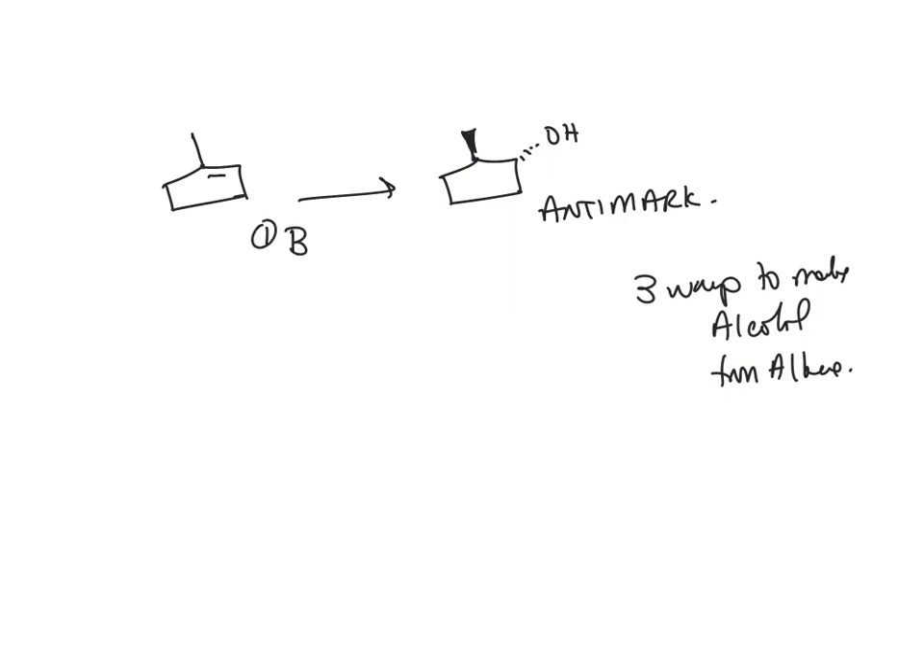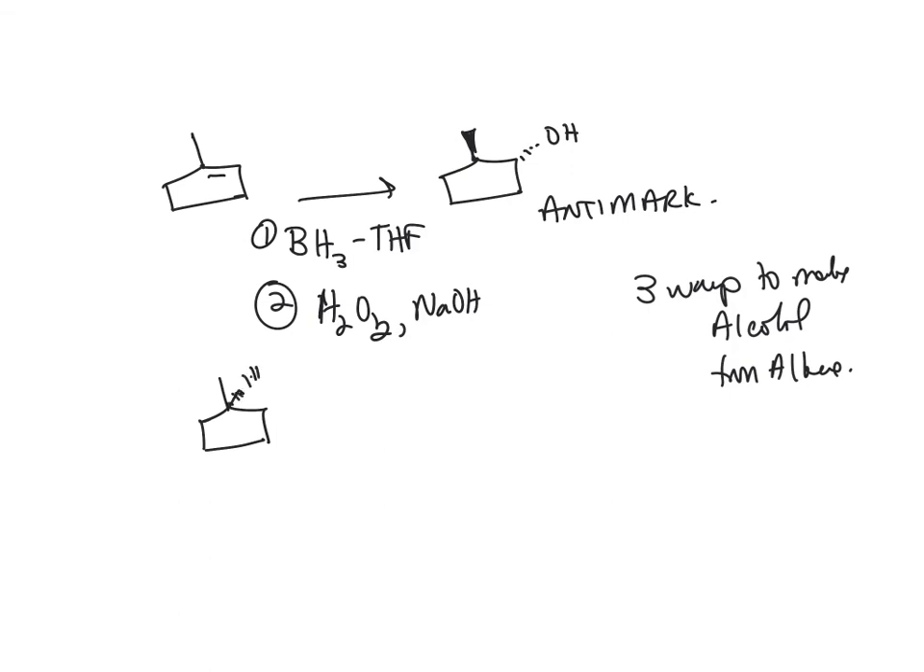So you should know that step 1, BH3, and the THF is stabilizing. And then this is hydrogen peroxide in sodium hydroxide solution. And what is your intermediate? I always like to do my intermediate. Hydrogen would add here, and the BH2 would add here. And then step 2, the hydrogen peroxide would replace the BH2 with an OH to give you your anti-Markovnikov product.